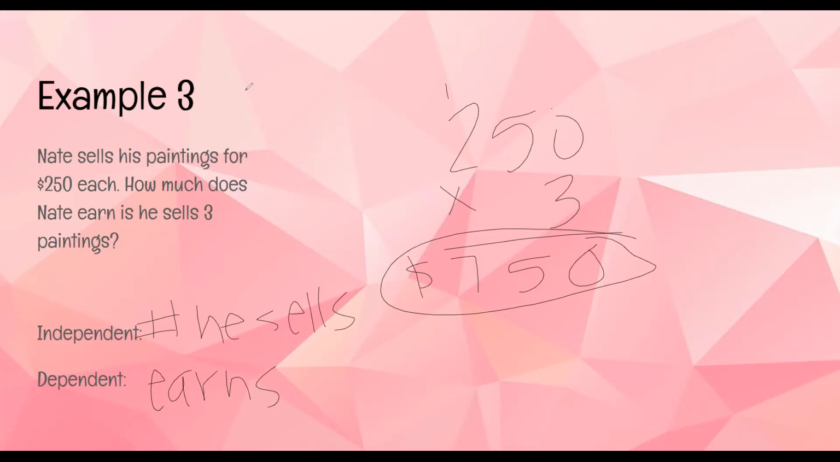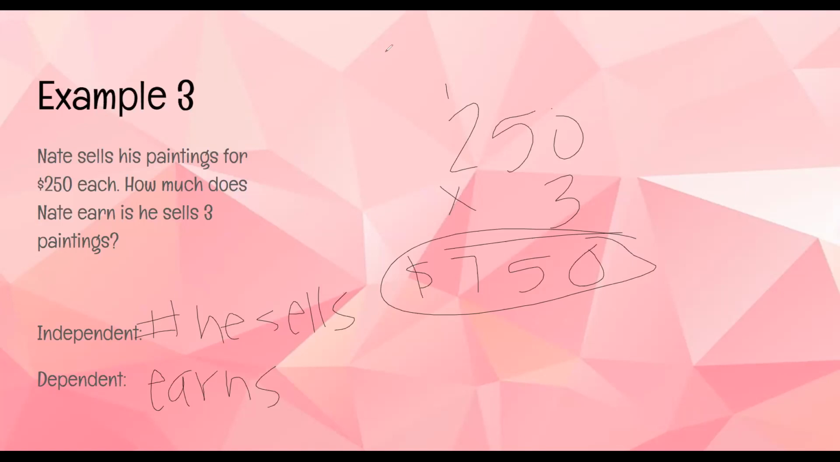So when you guys are doing this on your homework, you don't have to write out the entire scenario. So you don't need to write the dependent variable is how much Nate earns. You can just put Nate's earnings, or he earns, or just earns. And then independent, you don't need to write how many paintings he sells. I know you guys have limited space on your homework to write all of this out. If you want to abbreviate independent with I and dependent with D, that's fine, just for your homework so I can quickly see it.